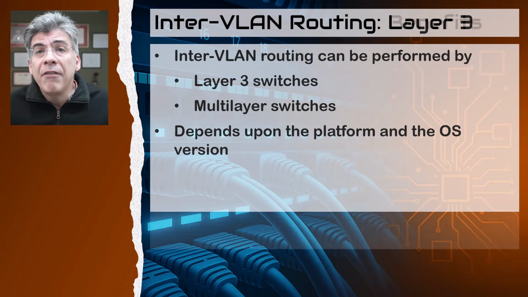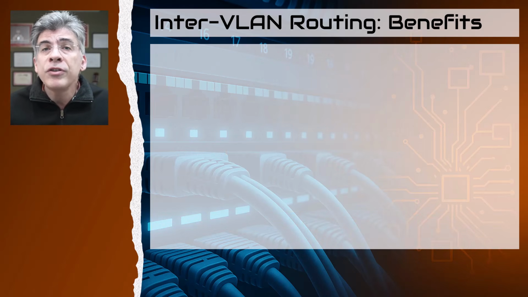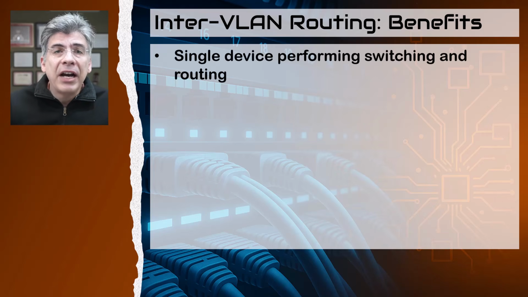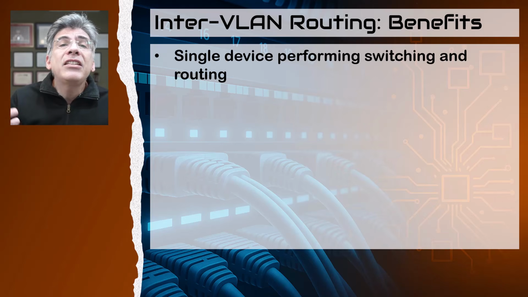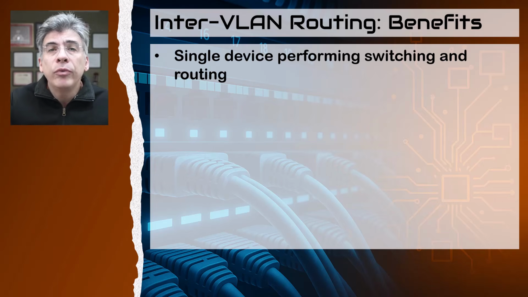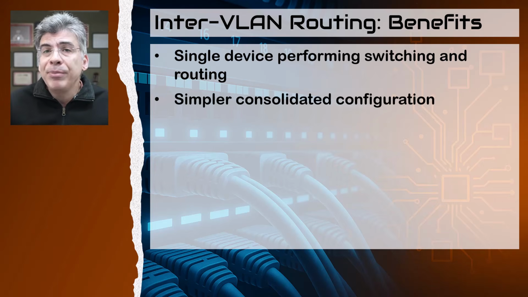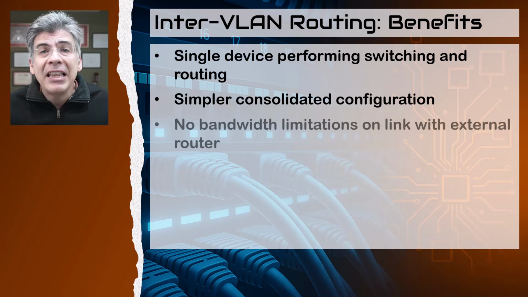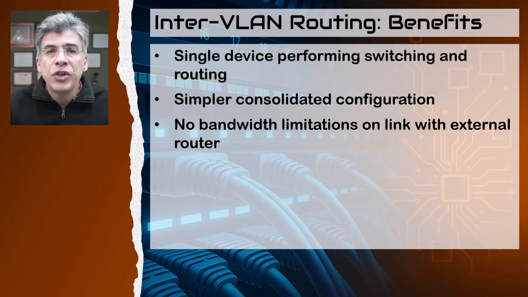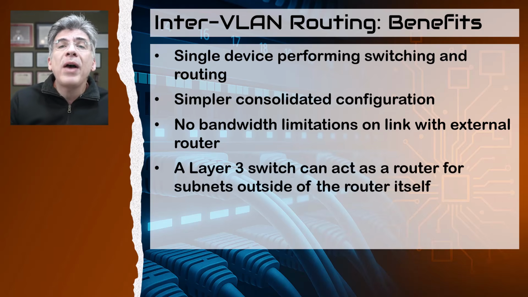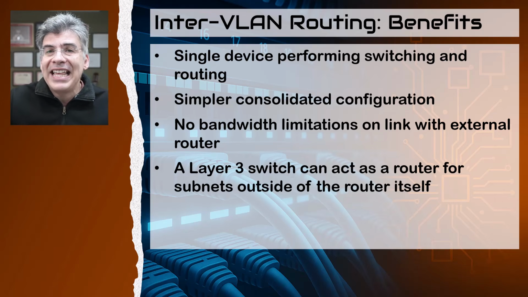Now, the benefits of Inter-VLAN routing are multifold. First of all, you have only a single device performing switching and routing. You don't need to waste any ports to connect external routers. The configuration is much simpler and more elegant, and you're not limited by the bandwidth of a single link for communication with the routing device, since communication for routing takes place within the switch itself via the backplane, which typically has very high throughput. The switch can also act as a routing device not only for the VLANs that it has configured, but also for any other subnets that you may have on your network that are external to the switch.